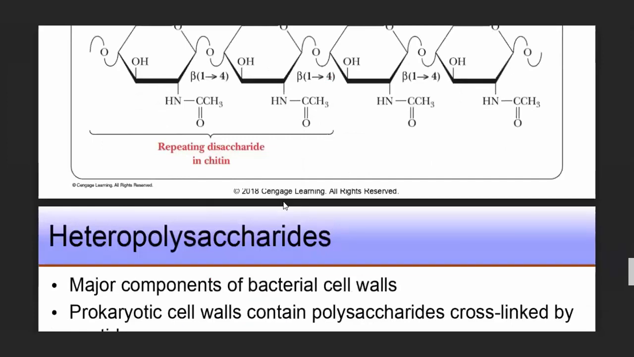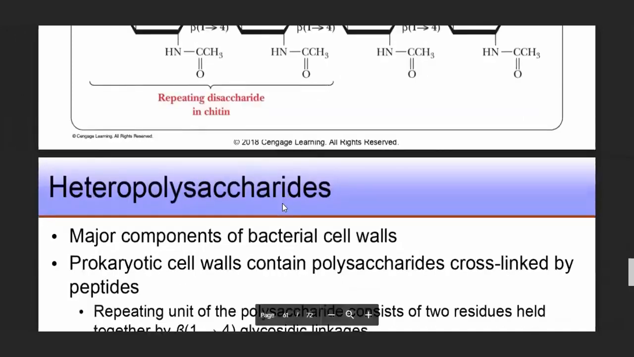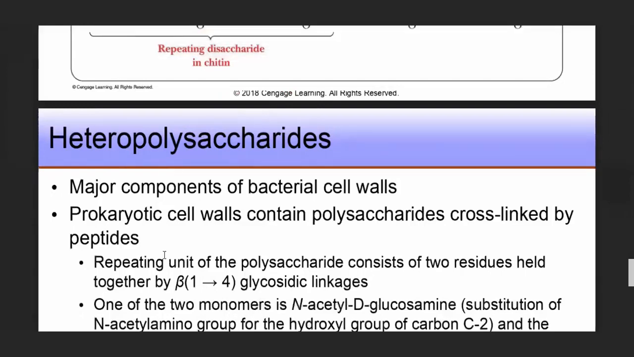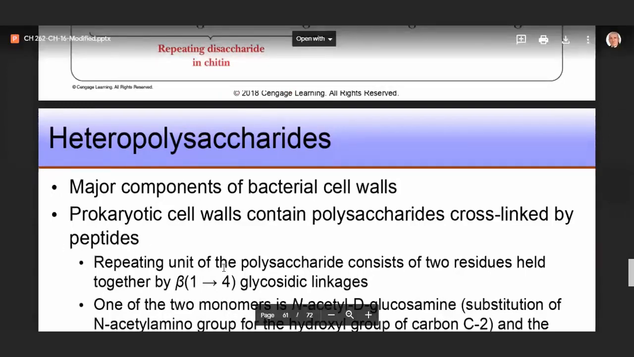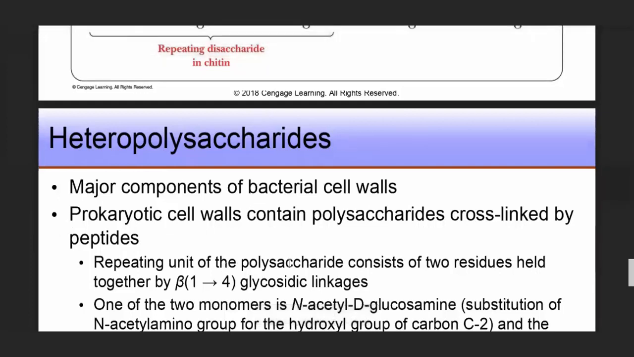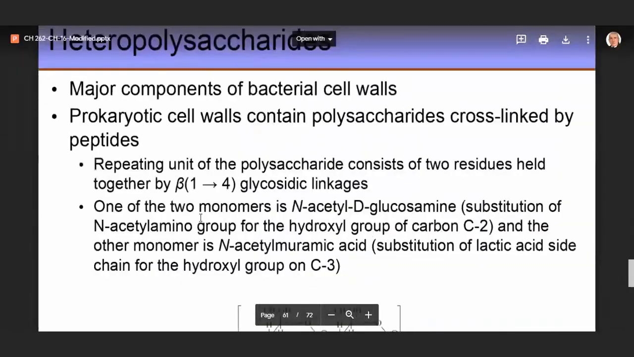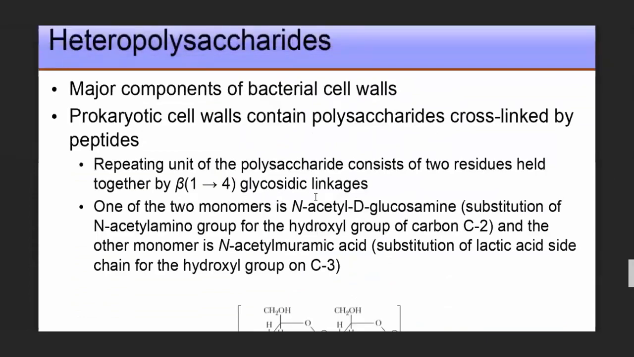Now we come to the so-called heteropolysaccharides. Heteropolysaccharides are major components of bacterial cell walls. Prokaryotic cell walls contain polysaccharides cross-linked by peptides. The repeating unit of the polysaccharide consists of two residues held together by a beta 1,4 glycosidic linkage.